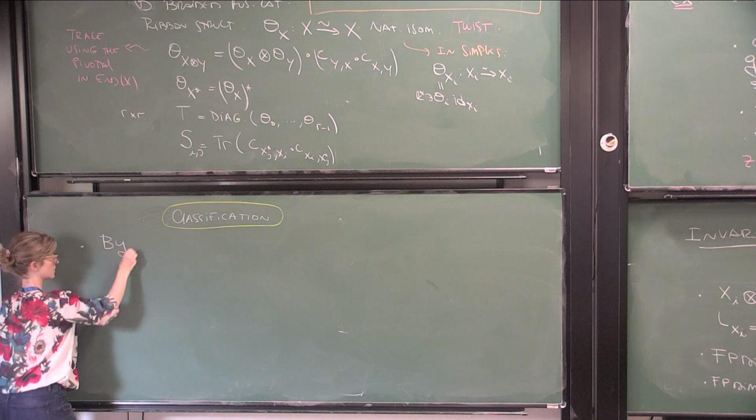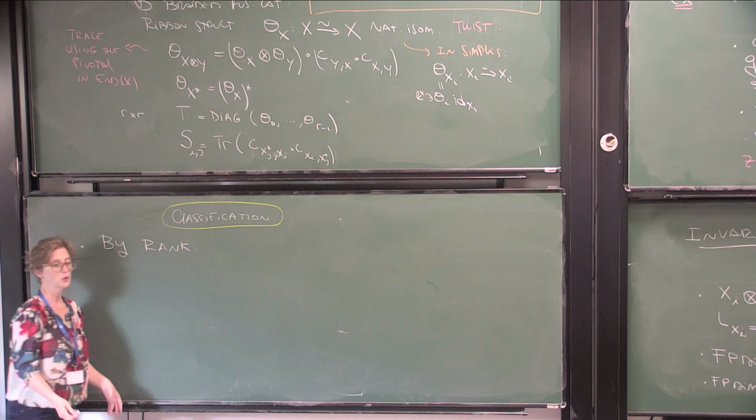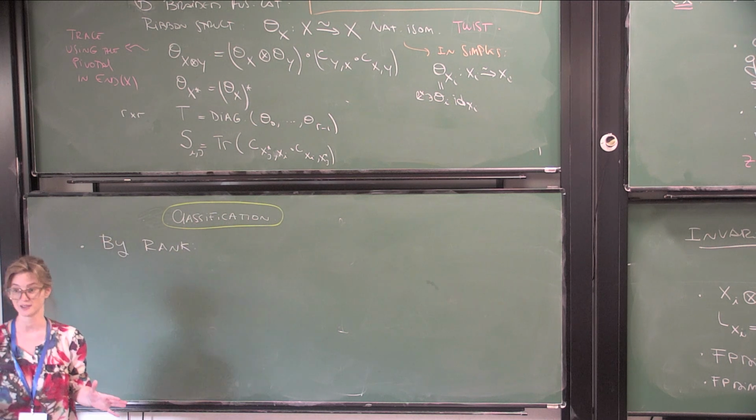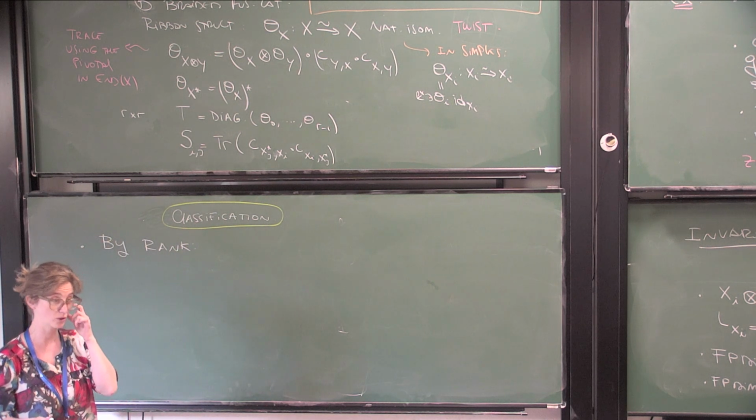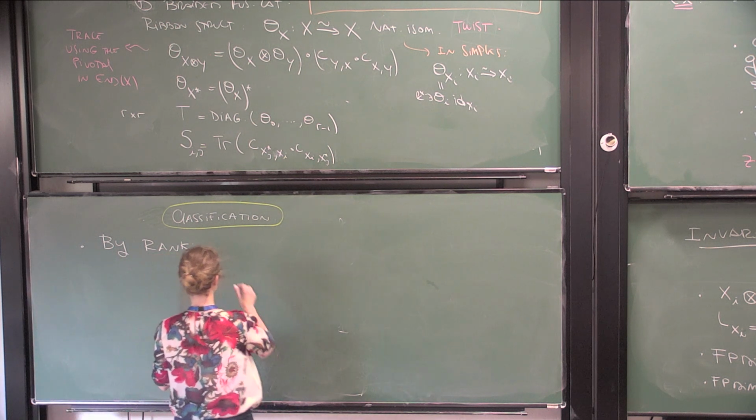And this gets bad very quickly. So rank 1 and rank 2 fusion categories were classified a long time ago by Victor Ostrik. It turned out to be harder, so fusion, let me write here, fusion.